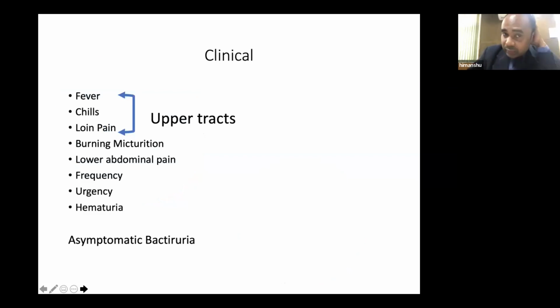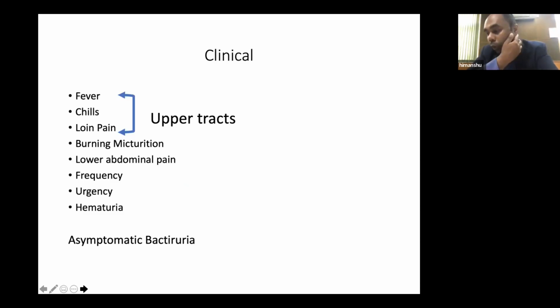So clinically, as I said, the fever, chill, and loin pain, the classical ones, are basic of upper tract. To the limit, for us as infectious disease specialists, even if I do not have imaging, if the person is coming with high grade fever, chills, and loin pain, I would still consider that the infection has gone up into the upper tracts, as compared to somebody who's just having urgency, frequency, and hematuria.